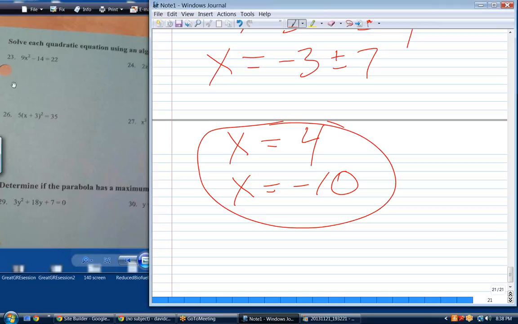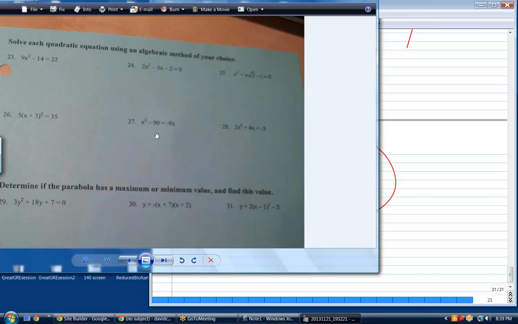Same thing with 23. We don't need to use the quadratic on that. Just need to get x squared equals some number and then take the square root of both sides, and it's plus or minus. 27 looks like a standard quadratic. You might be able to factor it, you might not. 28 looks like a standard quadratic.